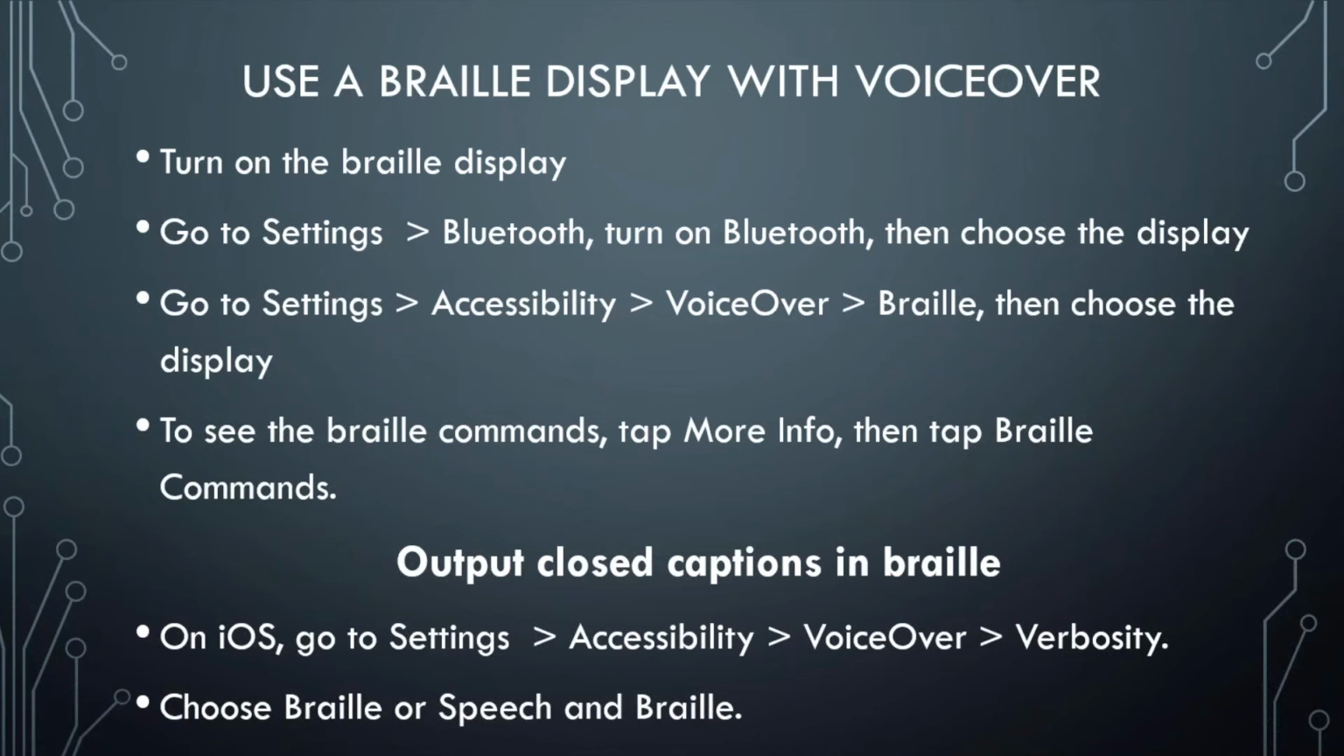So to see the Braille commands, you can tap more info and then tap Braille commands. And then another cool option is you can output closed captions in Braille. So that would allow the closed captions to go to the Braille display. And to do that, you would go to Settings, Accessibility, VoiceOver, and Verbosity. And you would choose Braille, or Speech and Braille.